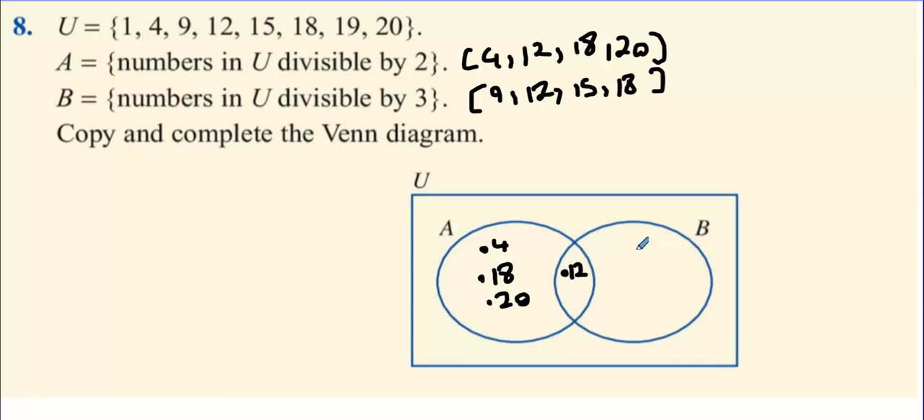And then inside of B will be 9 and 15. Let's make a list of numbers we haven't used yet. We've used 18, we've used 20, we've used 12, and we've used 4. We've used 9 and 15. So on the outside is going to be 19 and the number 1. Copy and complete the Venn diagram. Okay, and that's pretty much done there.